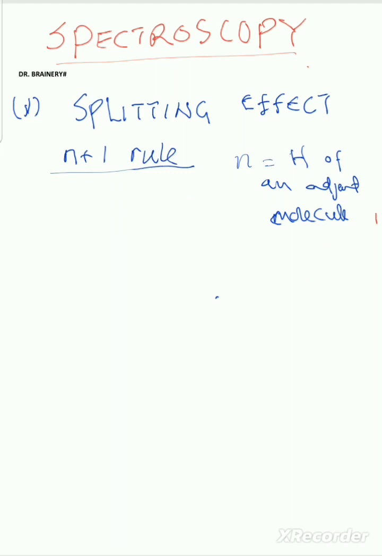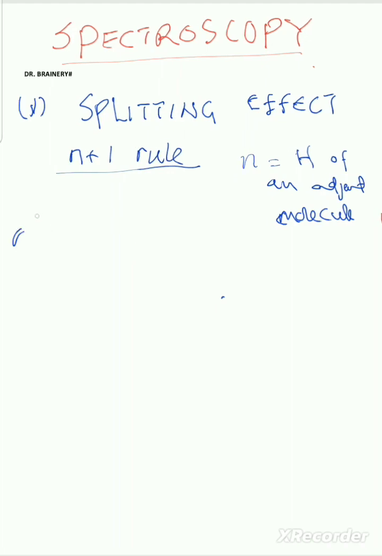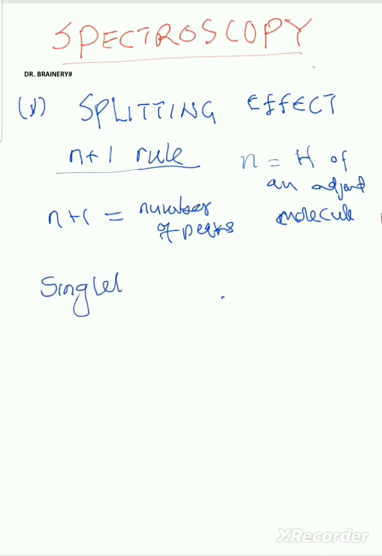For example, when I say N plus 1, it means we are going to have the number of peaks. N plus 1 will give us the number of peaks. Remember, N means the number of hydrogen of an adjacent molecule. Here we are going to have these terms which they use: singlet. When they say singlet, we are talking about 1 peak, which is when N plus 1 gives us a singlet. So singlet is 1.